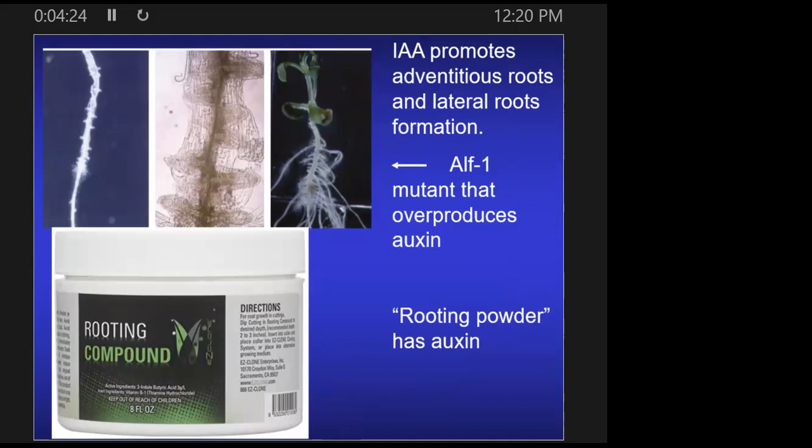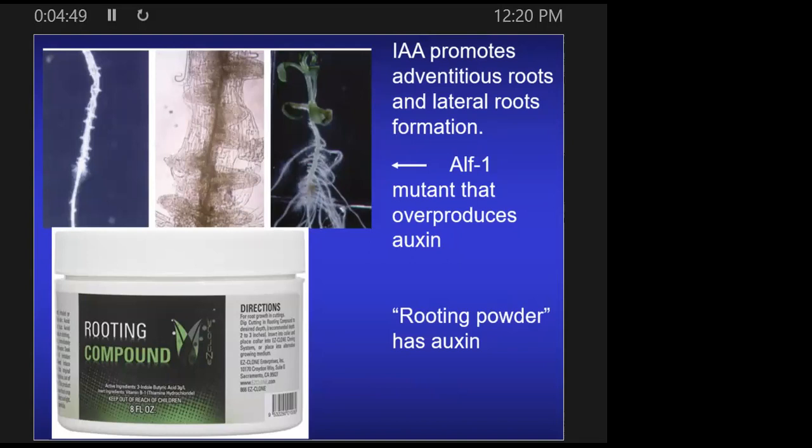Rooting compound that you might buy to propagate your plants. The rooting compound, that powder, sometimes it's a gel that you buy, and it's some kind of rooting powder that usually has auxin mixed into it. And so you played around with that a little bit in lab, where we gave you different auxin concentrations.